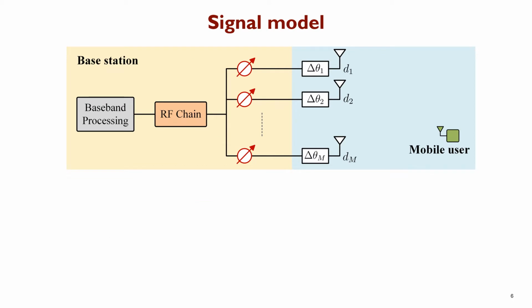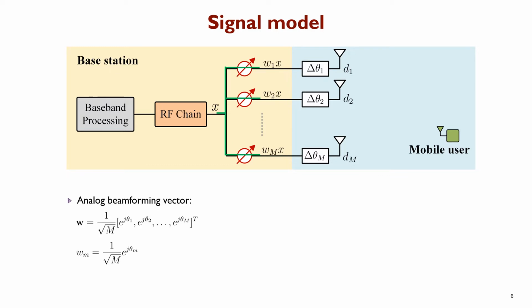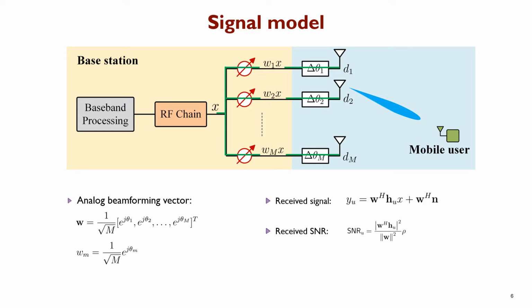So if the base station wants to transmit the symbol X to the mobile user, it first goes through all the phase shifters to get shifted, where we define the analog beamforming vector in this form. We normalize it to make it valid for performance evaluation, and then this symbol gets transmitted by using this beamforming vector to the mobile user. The signal received by the user can be written like this, and the received beamforming gain at the user can be calculated by using this formula.